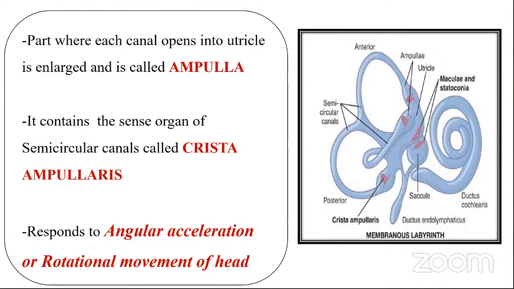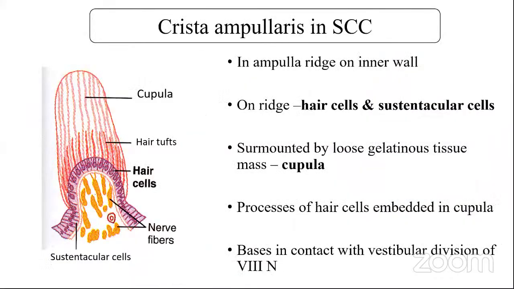The maculae and statoconia are present in the utricle and saccule. The utricle and saccule consist of maculae and statoconia. The crista ampullaris in the semicircular canals is in the ampulla, reaching on the inner wall.